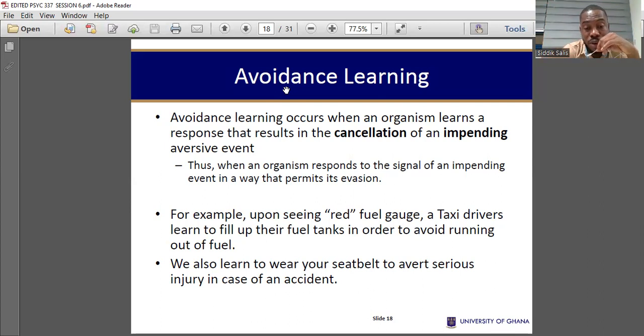So this time around, what you are doing right now is avoidance learning. You want to avoid failure. Okay, so what do you have to do? Learning. So the learning you are doing now, the studies we do, is to avoid failure. So that is an example of avoidance learning.